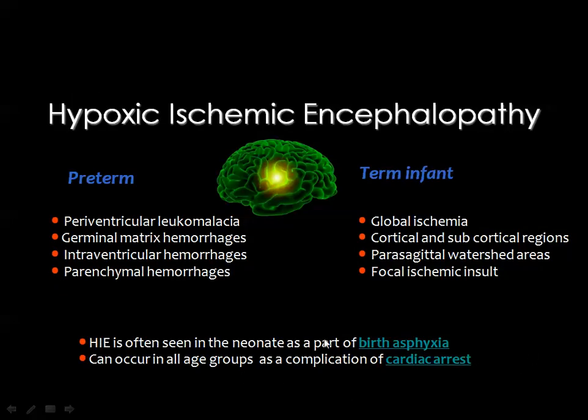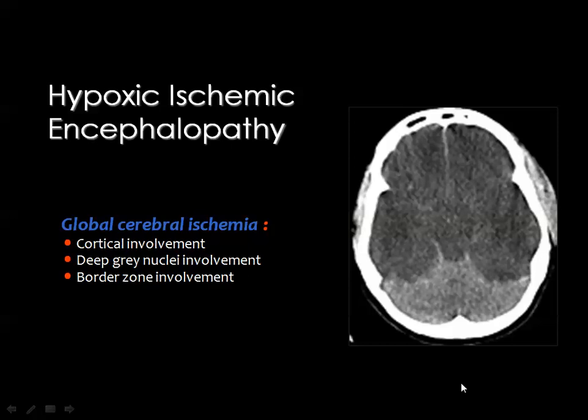Then we have exposed these abnormalities in the preterm infant, including the periventricular leukomalacia, the germinal matrix hemorrhage, and its extension inside the ventricle as well as in the brain parenchyma. Then we came to the changes in the term infant, which will include the global ischemia, the cortical and the subcortical infarctions, the parasagittal watershed infarctions, and the focal ischemic changes.